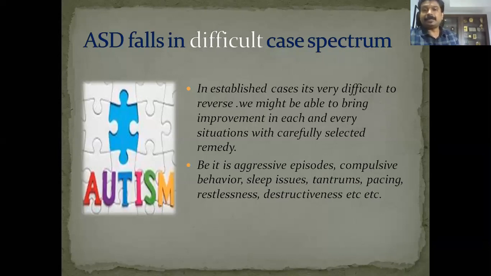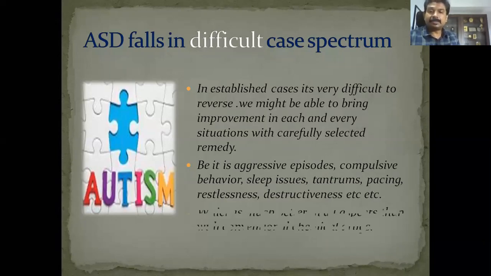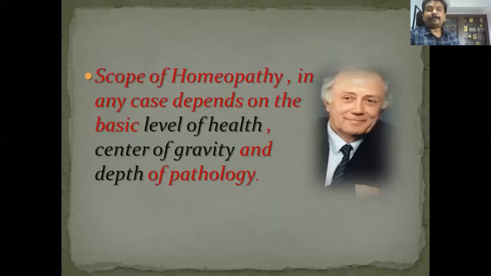Be it the aggressive episodes, the compulsive behaviors, the sleep issues, the tantrums, the pacings, restlessness, destructiveness, etc. These sorts of problems, we could manage much better than the conventional medicines. So the scope of homeopathy in any case depends on the basic level of health, the center of gravity of the case, and the depth of the pathology. Hope the thing is clear now.